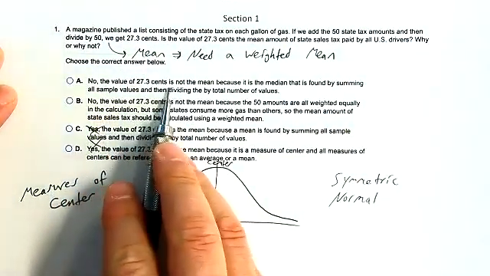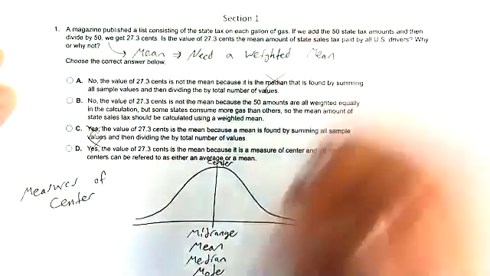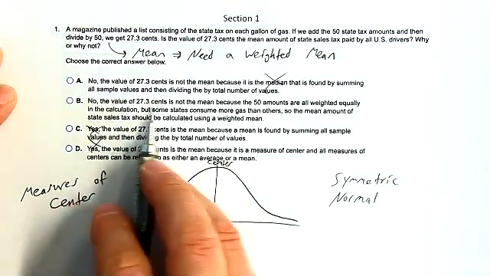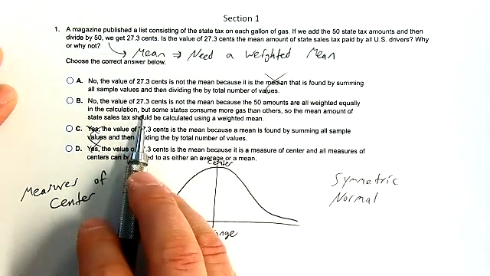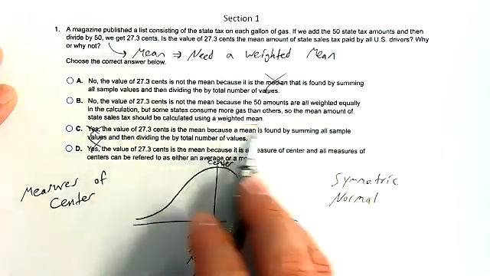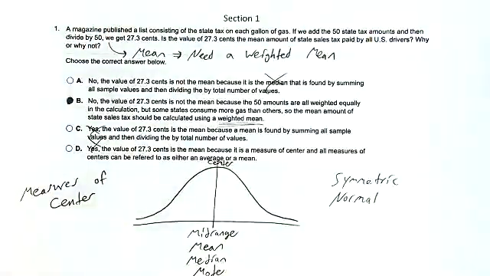The value 27.3 is not the mean because it is the median. No, it's not the median. They didn't list things in order and then find the middle number. No, the value is not the mean because the 50 amounts are all weighted equally in the calculation, but some states consume more gas than others, so the mean should be used a weighted. That one you have to think outside the box a little bit to bite on the right answer.